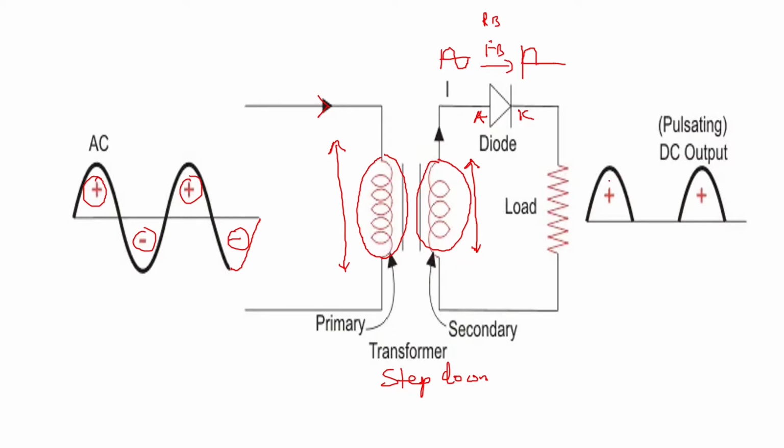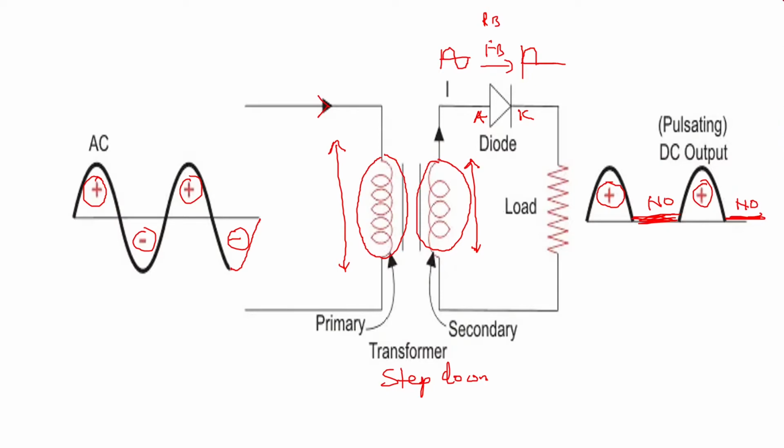So when the input is positive half cycle, you will get the output as positive half cycle. When the input is negative half cycle, there is no output here. Again, when the input is positive half cycle, there is output here. Again, when the input is negative half cycle, there is no output. So this is how the output will be coming for half-wave rectifier.